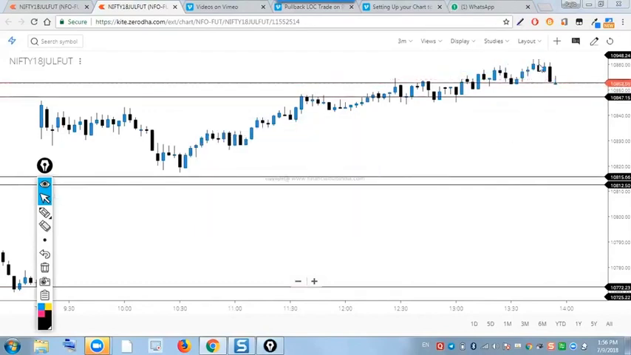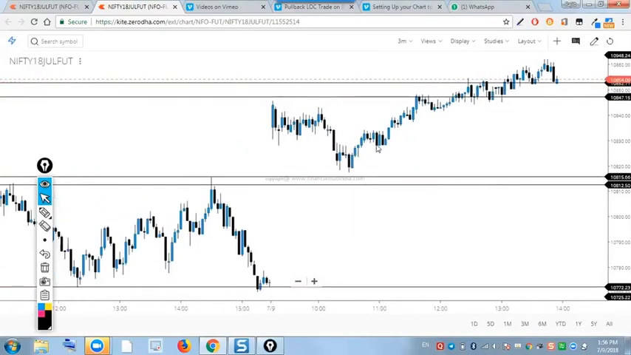And anyhow, this is a breakout pullback LOC you're doing. The price was going up, then this is a breakout, and on the pullback we entered this trade. Okay.